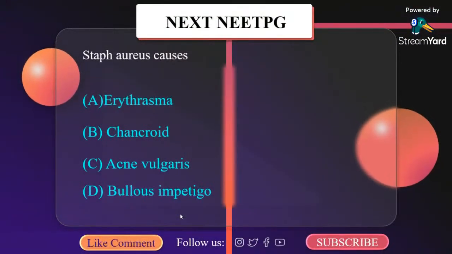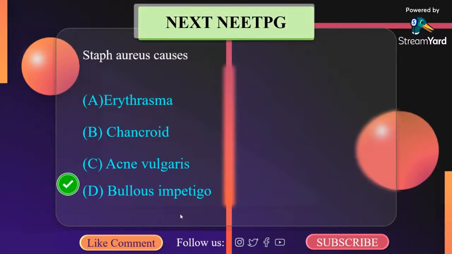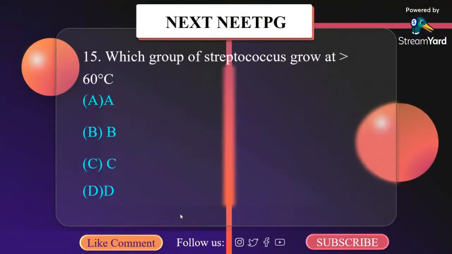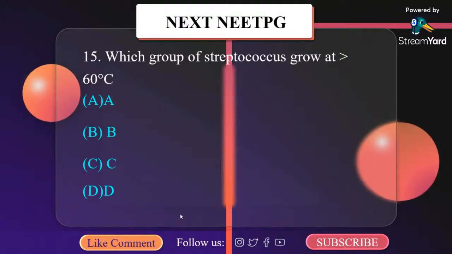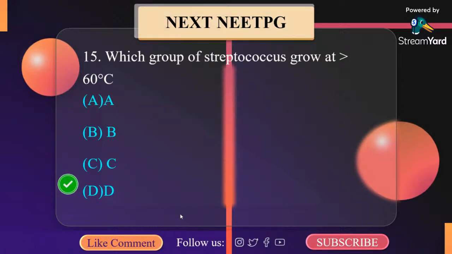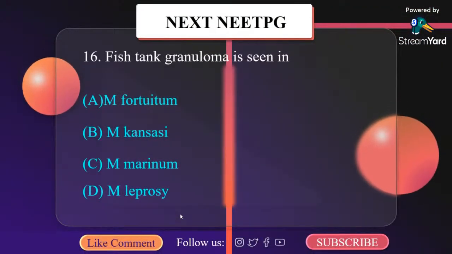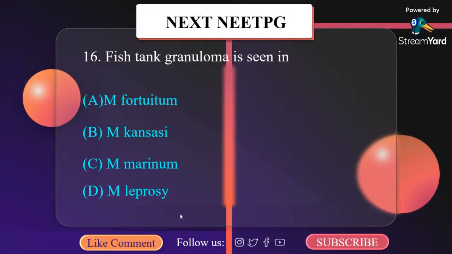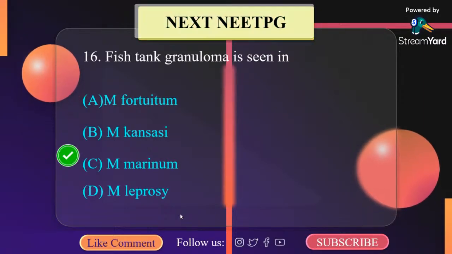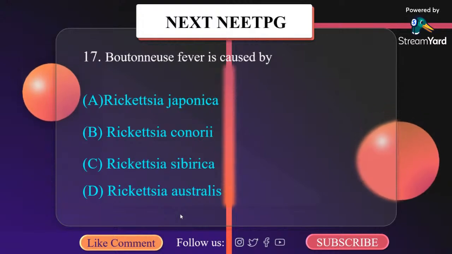Staph aureus causes A. Erythema chronicum, B. Chancroid, C. Acne vulgaris, D. Bullous impetigo. It causes bullous impetigo. Which group of streptococci grow at 60 degrees centigrade? They are the heat stable enterococci, that is group D. Fish tank granuloma is caused by M. marinum. The correct answer is C. Boutonneuse fever is caused by Rickettsia conorii.